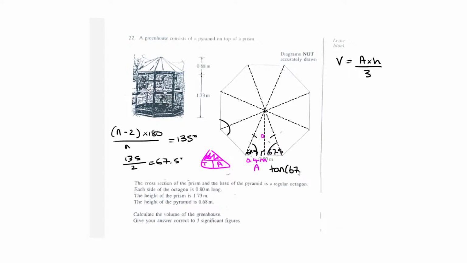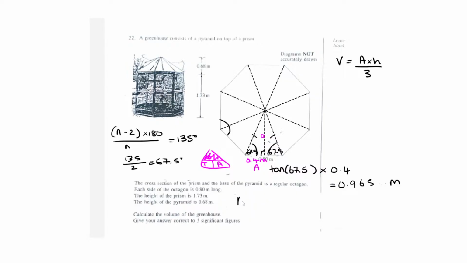There's probably a different way to do this, but this is just my thought process. Tan 67.5, put that in the calculator, it's a calculator question, times 0.4. Oh, really nice number. Loads of decimals, so that's great. 0.965, it goes on. Keep that answer in your calculator. So that's my height.